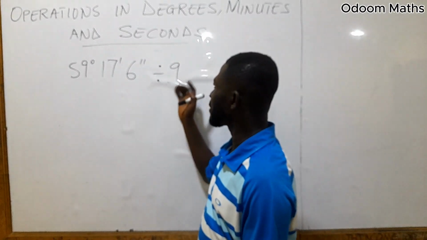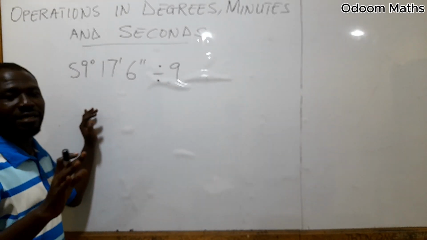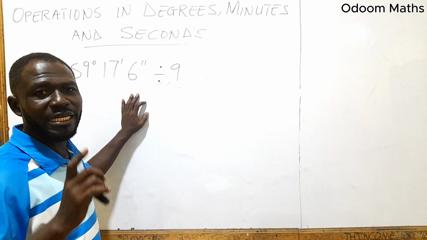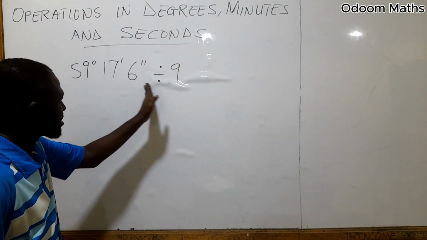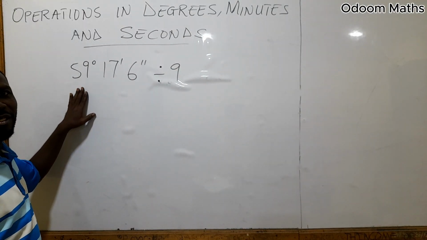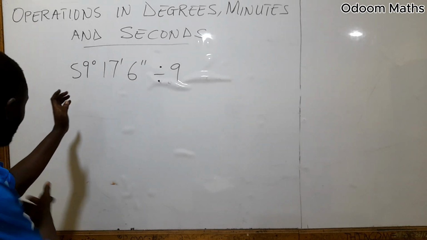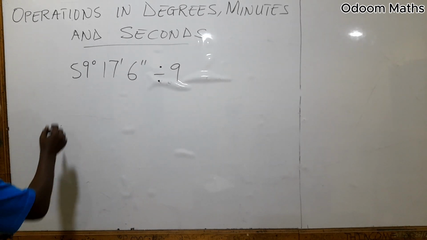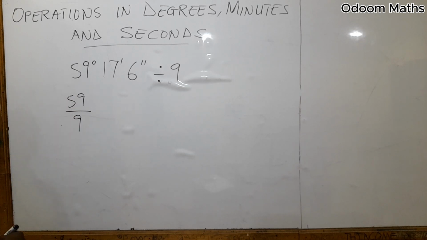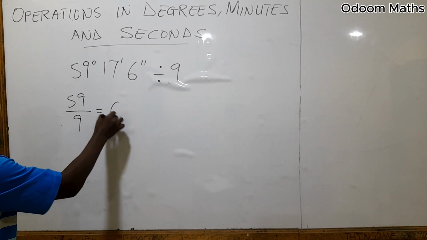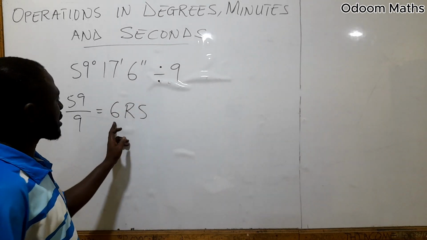Now let's divide this. Dividing is different from multiplying, because here we don't start from this side, but rather we start from the number in degrees, the largest unit. We take 59 and divide it by 9. 59 over 9 is 6, remainder 5.